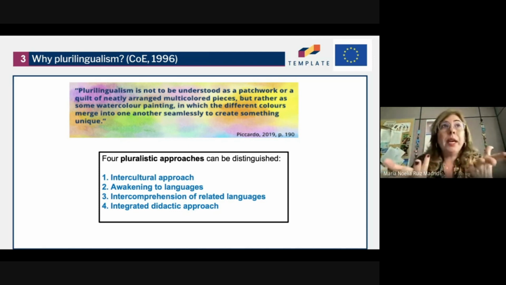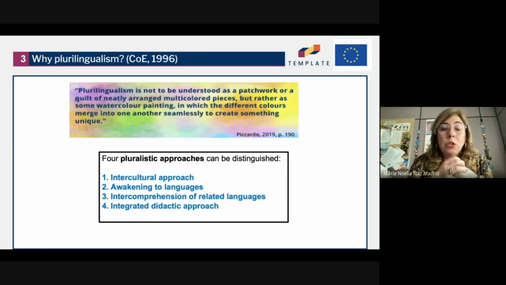Also, we can promote awakening to languages in our students. We can work on the intercomprehension of related languages, the similarities that we can find between languages that are in contact, and make students aware of these similarities and how easy it is to understand, to read or to follow one conversation or to read some piece of news in a language that is very similar to yours.